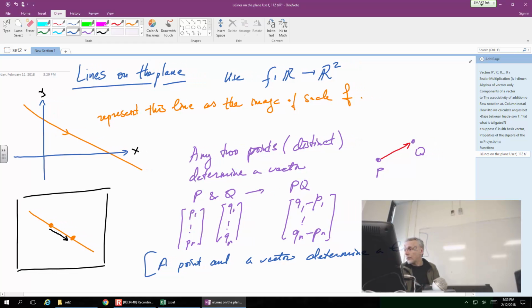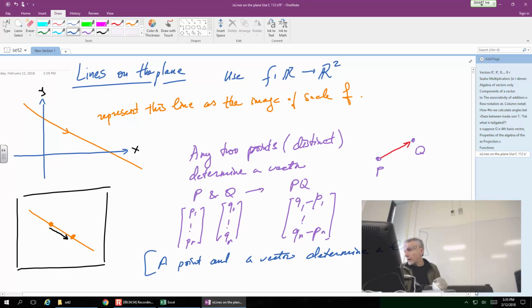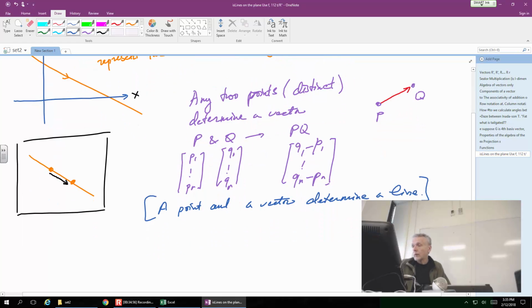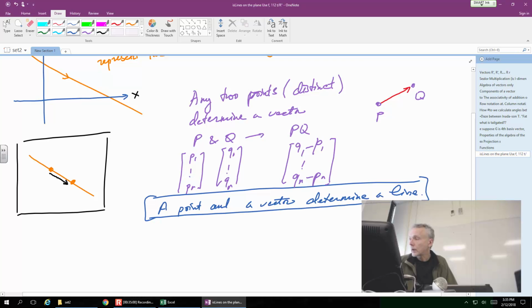So once again, if I want to interpret this in terms of motion, then the interpretation I want to have is this: the point is the initial location.